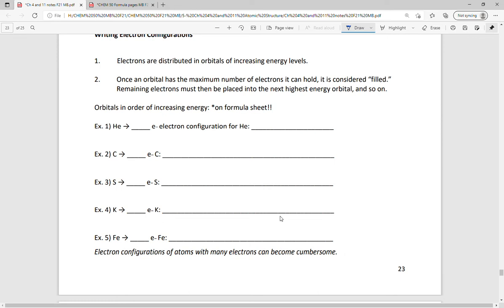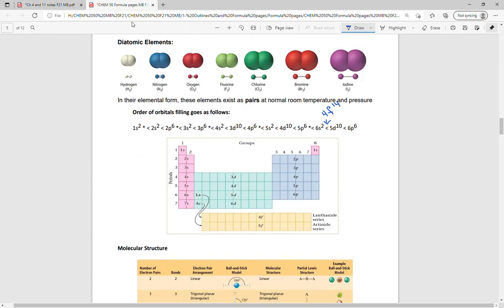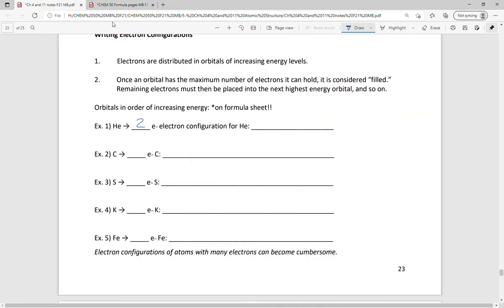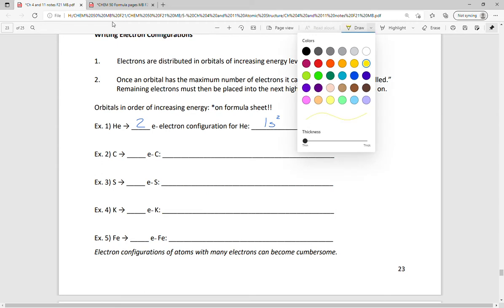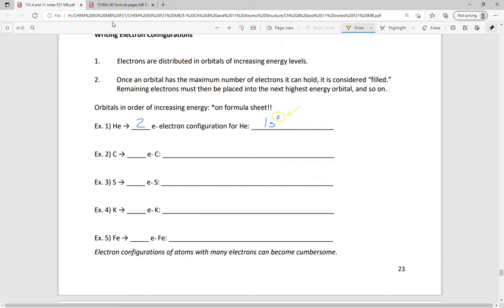So let's start with helium. Helium would be number 2 on the periodic table, which means that there are 2 electrons to place. If I start, I can look at the periodic table where it is, and I would see that I'm still in the s orbital. And so the notation for this would just be 1s2. This 2 up here illustrates how many electrons I have to place. So this is the number of electrons.